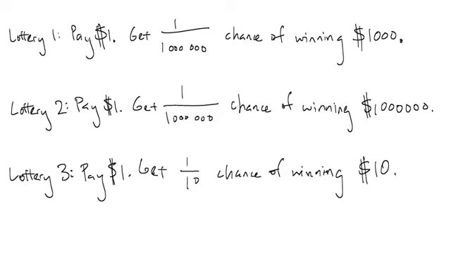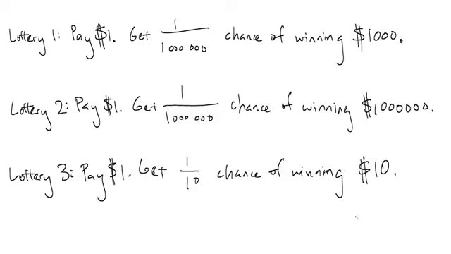In the first lottery, if I play it, the first thing I do is pay $1, and then I get a 1 in 1 million chance of winning $1,000. In the second lottery, I first pay $1, and then I get a 1 in 1 million chance of winning $1 million. And in the third lottery, I first pay $1, and then I get a 1 in 10 chance of winning a measly $10.